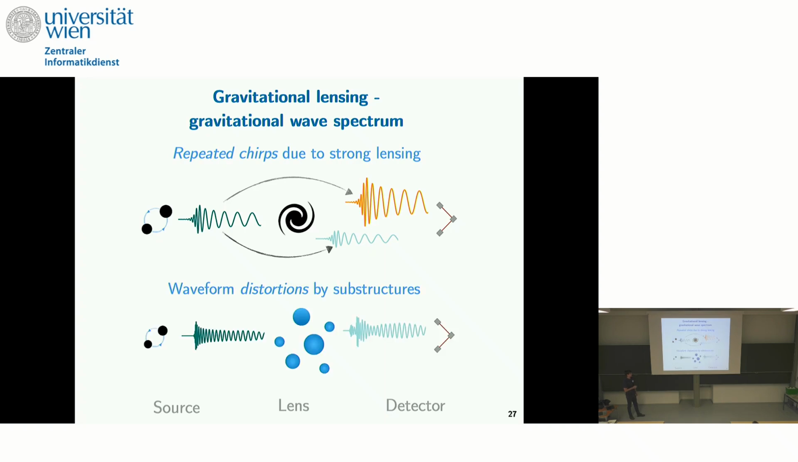And then there's going to be another regime when the stationary phase approximation is not valid. Then you are not having repeated chirps of the original signal, but rather you have interference between the different paths, and this leads to distorted waveforms. So this is, broadly speaking, the two categories of signals that we are thinking about.